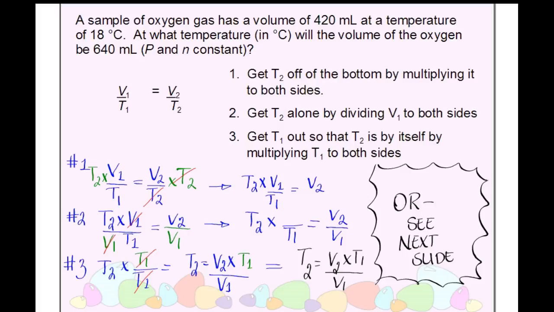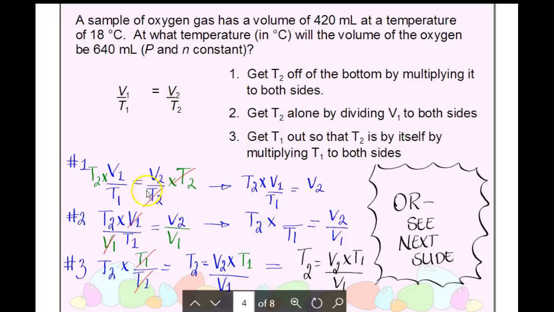So here's our problem. A sample of oxygen gas has a volume of 420 milliliters at a temperature of 18 degrees Celsius. So we want to know at what temperature in degrees Celsius will the volume of the oxygen be at 640 milliliters. So we know the initial volume, we know the initial temperature, we know the final volume, the volume in change. What we're going to be looking for is the T2. So that means we've got to get T2 by itself.